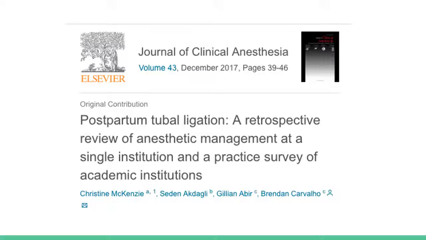The secondary aim of this study was to survey preferred anesthetic management and timing of postpartum tubal ligation at academic centers with obstetric anesthesia fellowship programs to assess practices amongst different institutions.